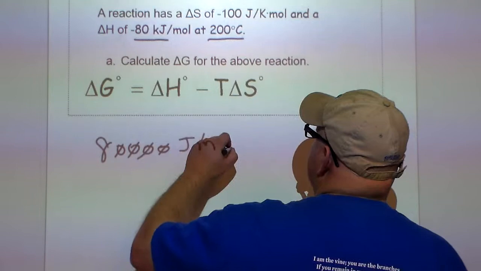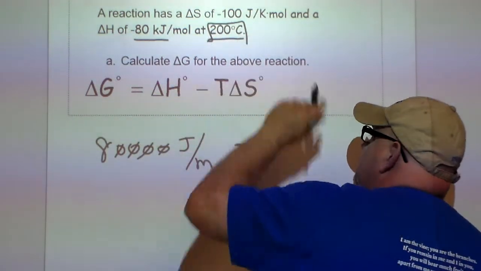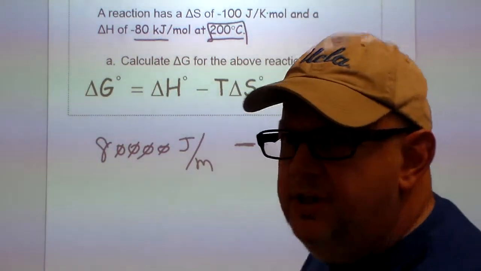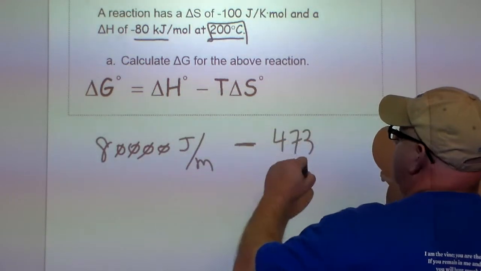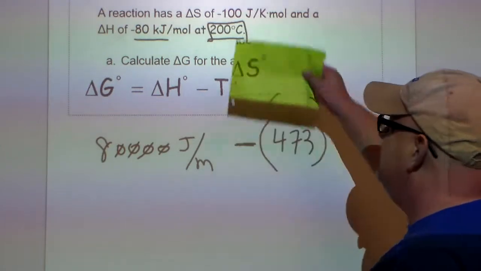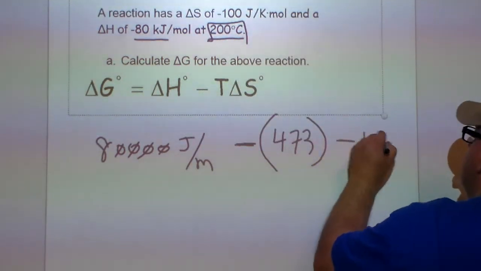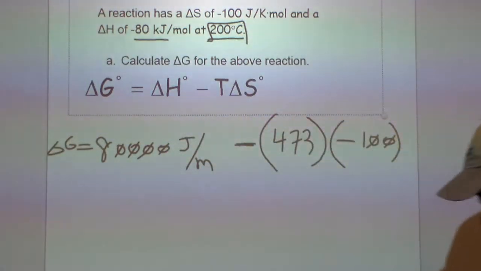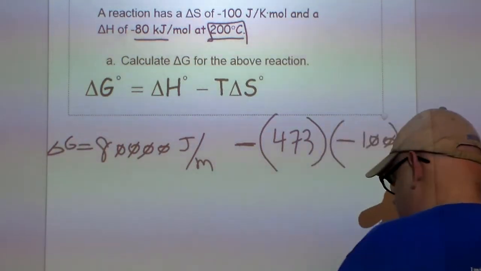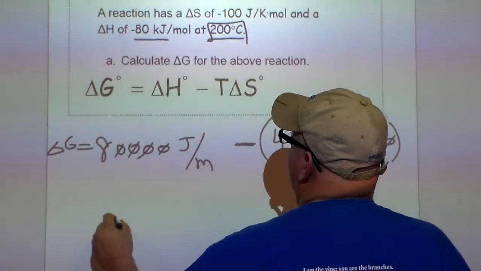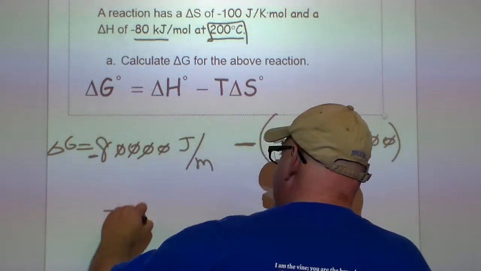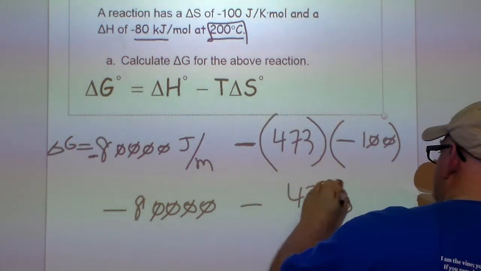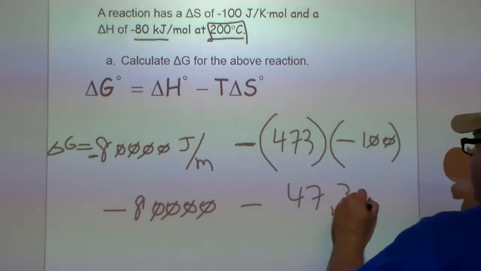joules per mole. And now the temperature is 200 Celsius, but remember we work with Kelvin, so we have to change the Celsius to Kelvin. How do we do that? You add 273. So that's going to make 473, multiplied by, well in this case we have a delta S of negative 100. So this is what we have, and that's going to equal our delta G. Sorry, that's a negative 80,000. So you have negative 80,000, and we're going to subtract 47,300. Let me write that in there.